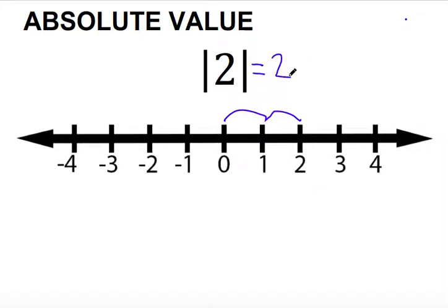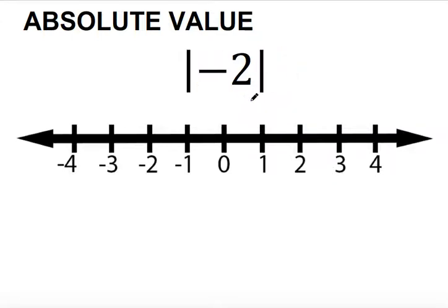Okay, no big deal. But let's look at a different situation here. Here, I'm looking for the absolute value of -2, and that means I'm looking for the distance between -2 and 0, or the distance of -2 to 0. So the distance of -2 to 0 is also 2. So the absolute value of -2 is also 2.